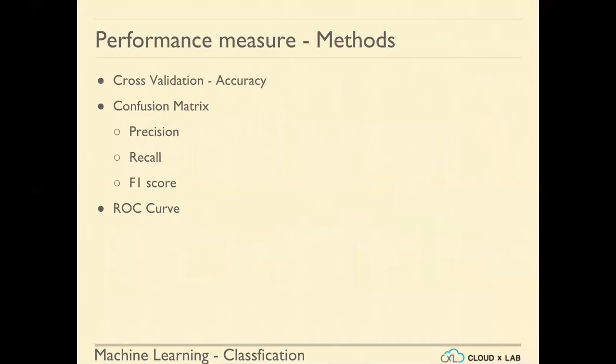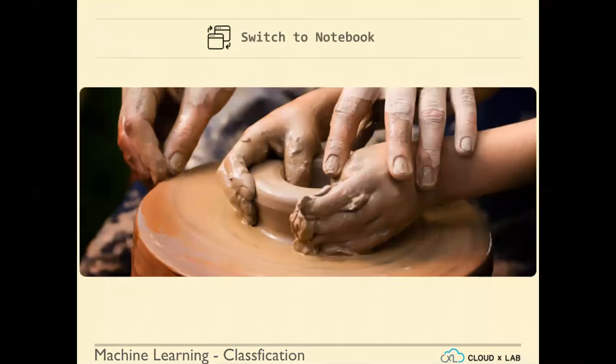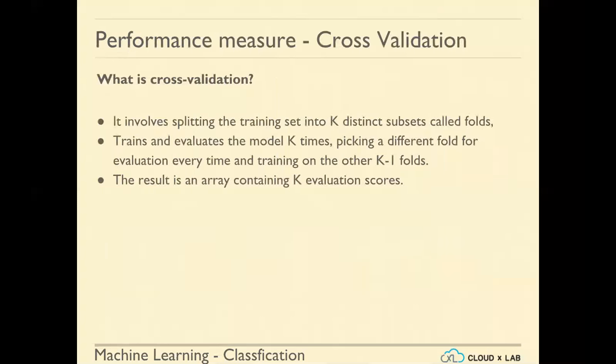The first and the most simple one is testing using some sample data. That's the easiest one. It seems to be working, but this is just for sanity checks and not for any true examples. In the real way, we need to do something called cross-validation accuracy, and we are going to go into a little bit more detail.